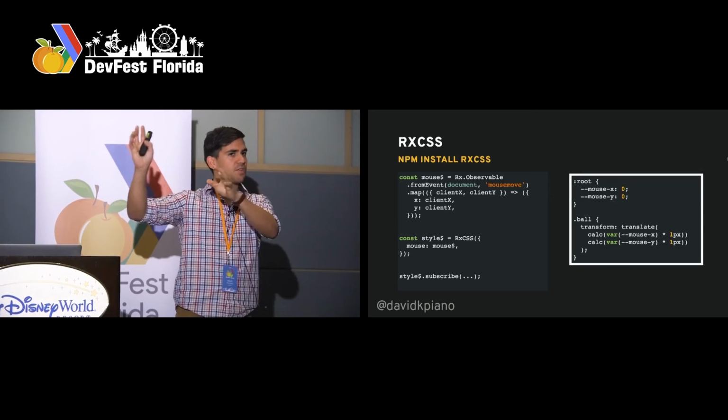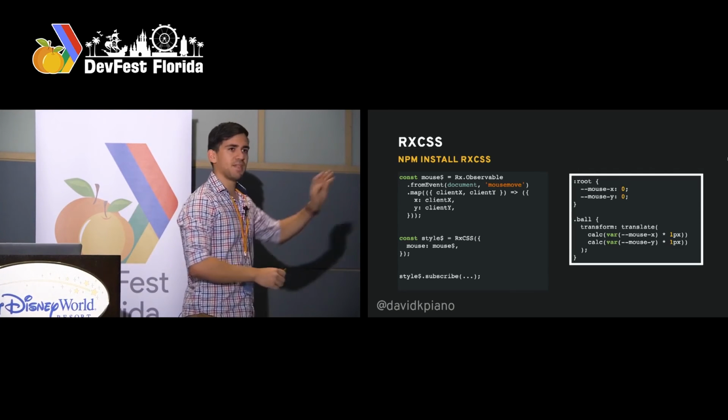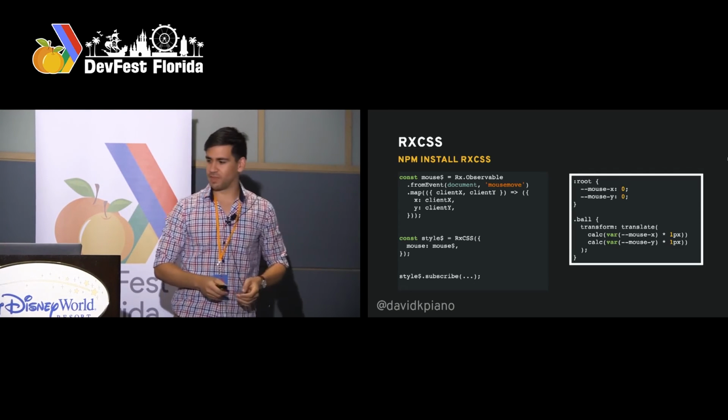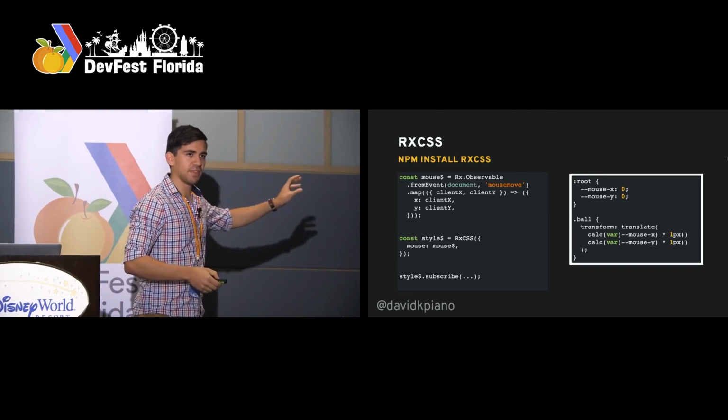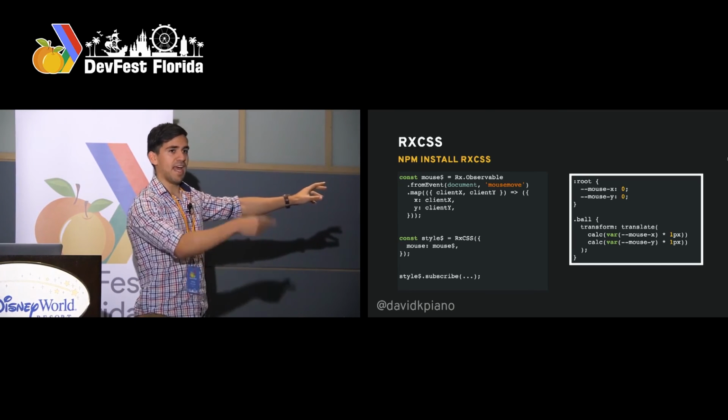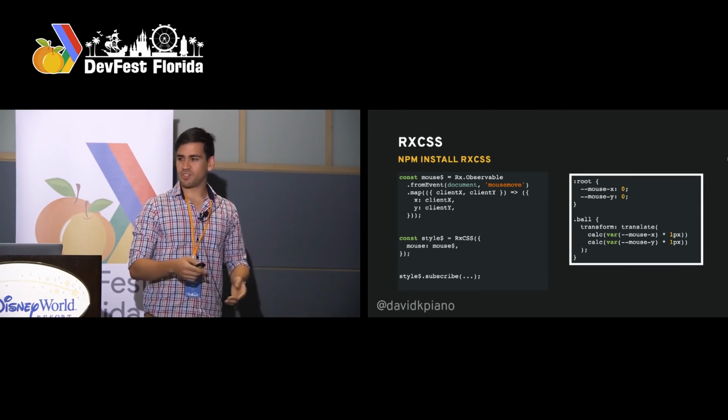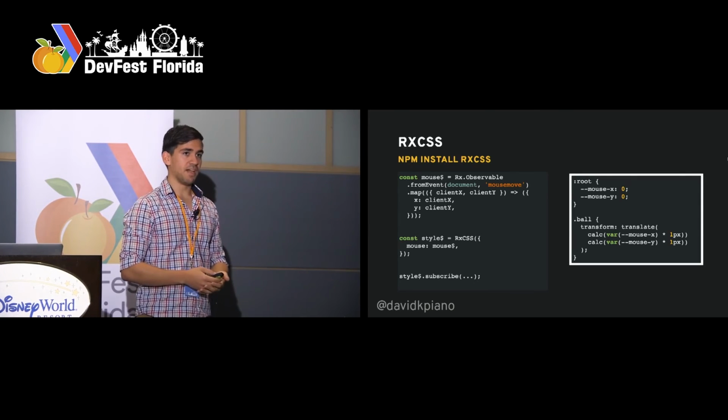So for example, let's say I wanted to get all those mouse values and move them into CSS where I could play around with them. So this is all I have to do, RxCSS, give it that mouse observable, which emits X and Y values, and then I could just move things using those values.